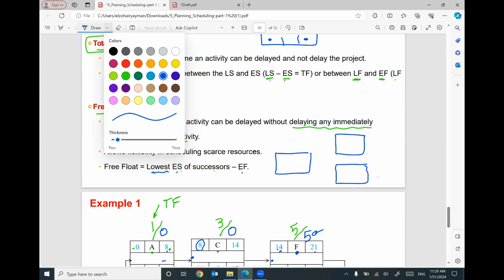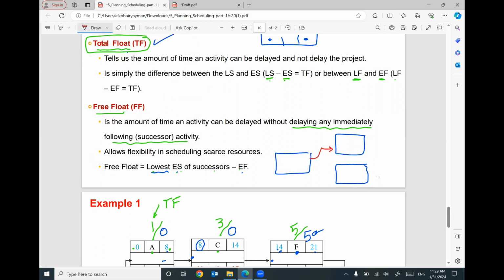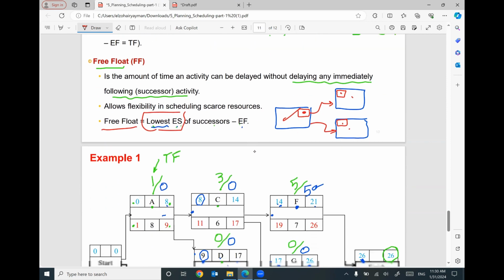So how do you know they are successors? We have two arrows. That means these activities are successors. So the early start here and the early start here, which one am I going to use? The lowest one. Minus the late start, I'm sorry, the early finish here. If you subtract the lowest number minus the early finish, I can tell you what the free float is for this activity. Does that make sense?